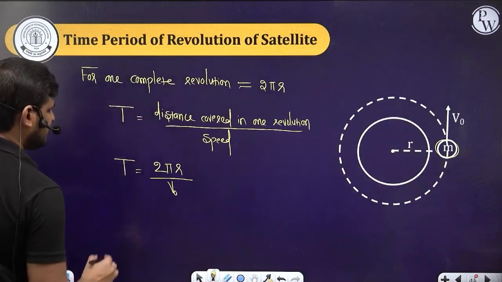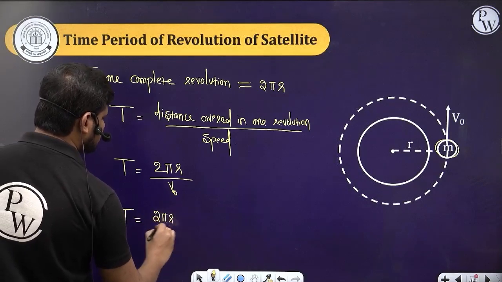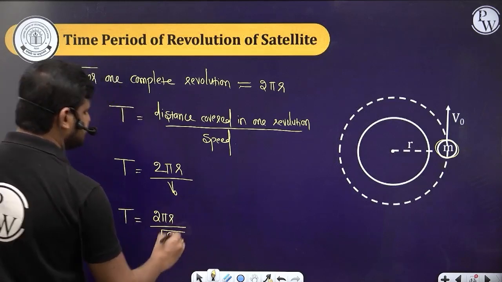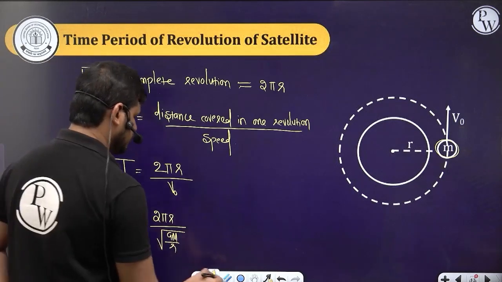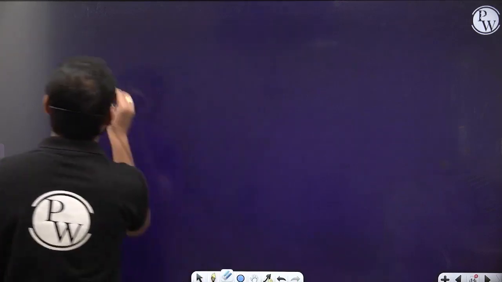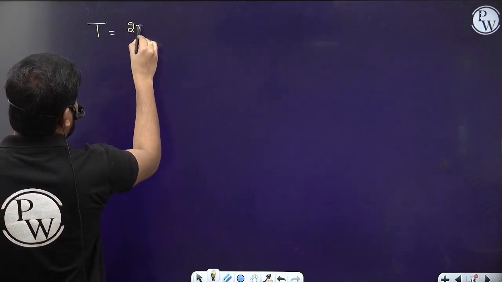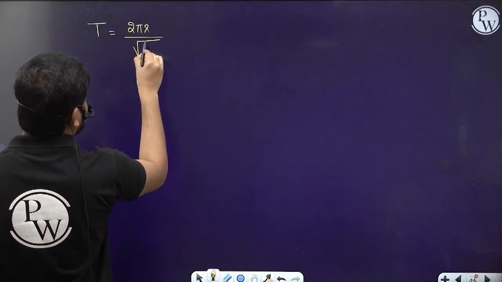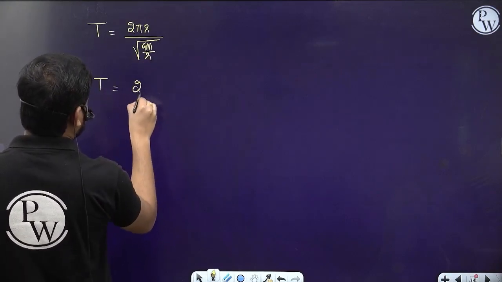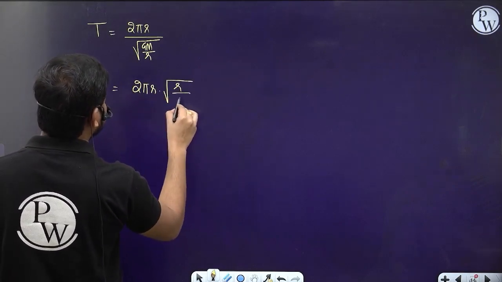So now you can write the formula easily. Which we can write as 2 pi r, divided by the orbital speed, root over Gm by r, which we already know. So let's write it on the next slide. T is equal to 2 pi r by root over Gm by r. So here T is equal to 2 pi r into root over r by Gm.